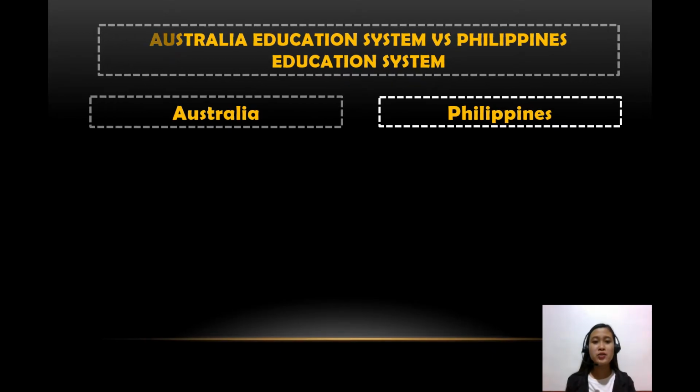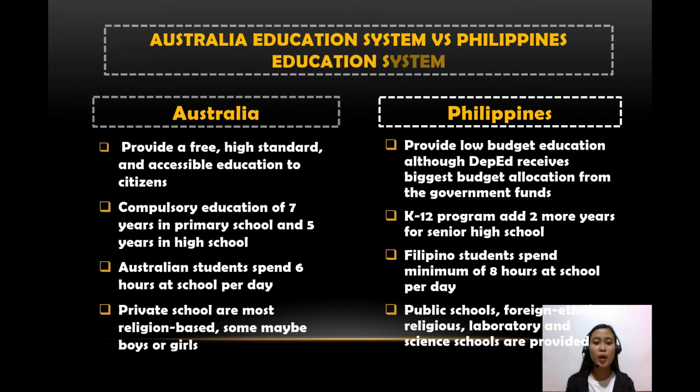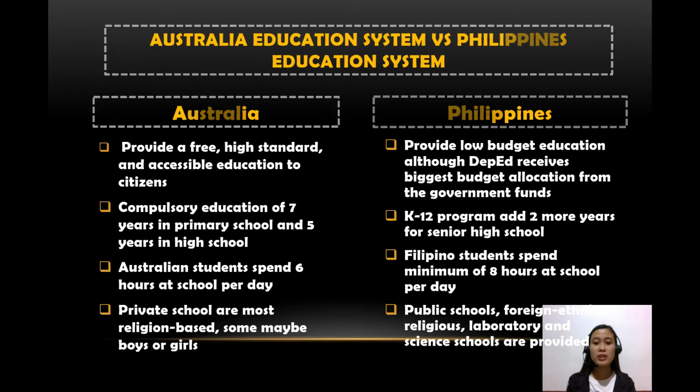Australia education system versus Philippines education system. Australia provides a free, high standard and accessible education to citizens. Compulsory education of 7 years in primary school and 5 years in high school. Australian students spend 6 hours at school per day. Private schools are mostly religion-based. Some may be for boys or girls only.